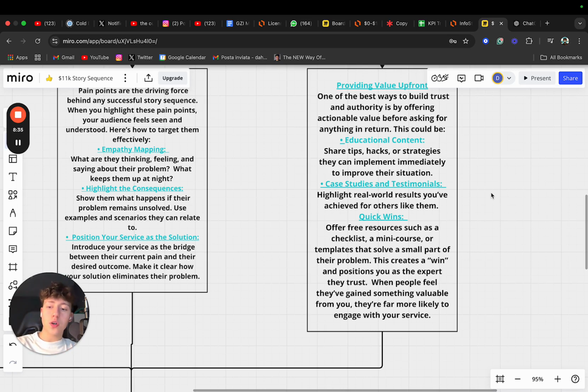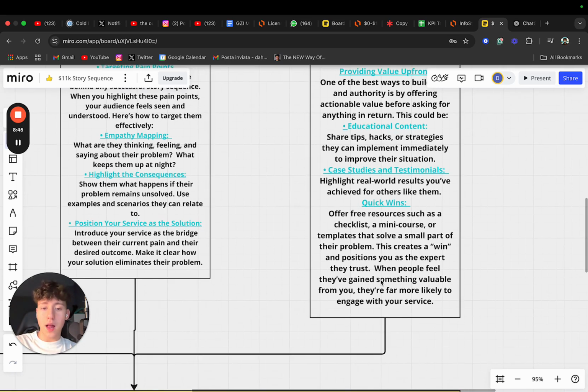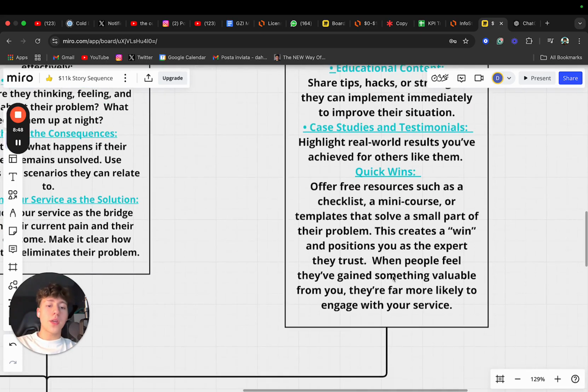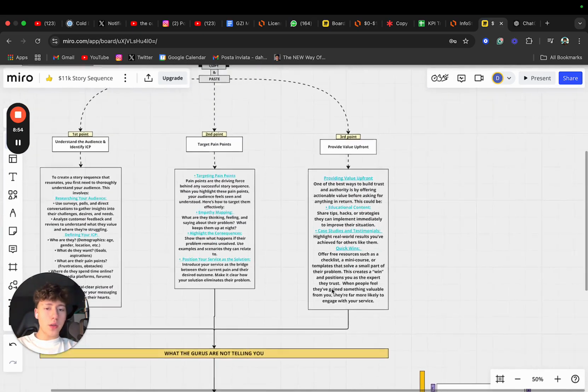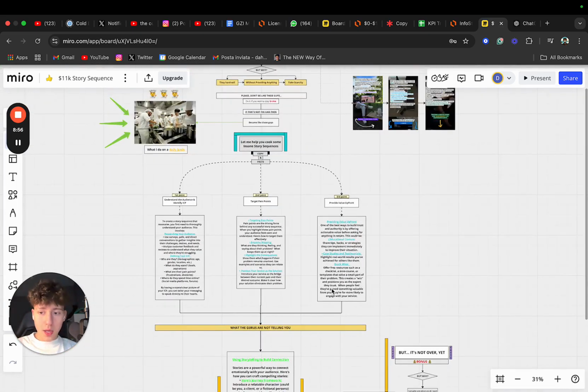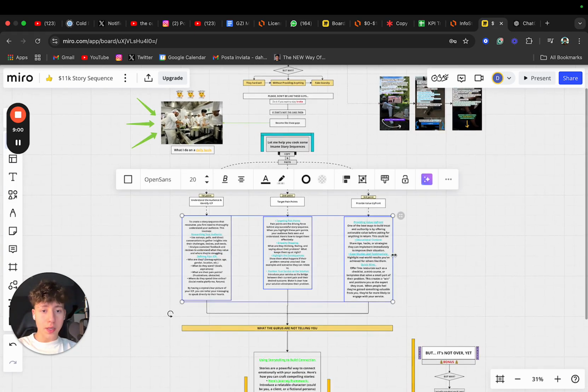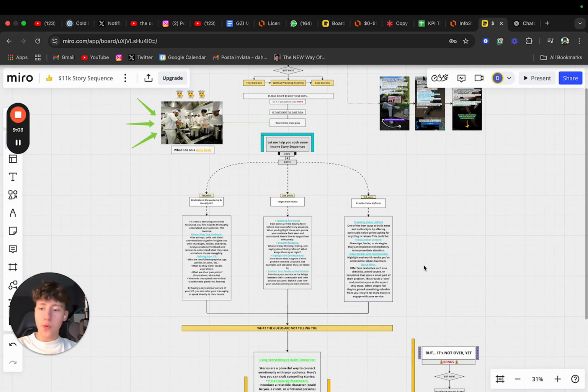That's why lead magnets work so well, because you're providing value upfront. People don't have to do anything other than comment a certain word to trigger the ManyChat automation, and they receive the free resource that is gonna help them. Okay, so when people feel they've gained something valuable from you, they're far more likely to engage with your service. They're like, okay, this guy helped me, he's gonna do it more times because the value is actually good. He constantly posts lead magnets, free resources, free trainings, and things like that. He actually cares about me.